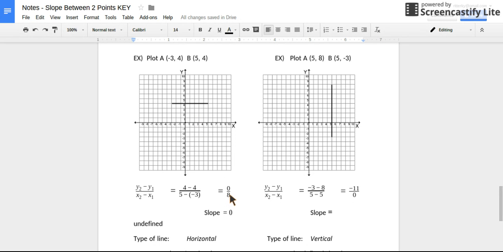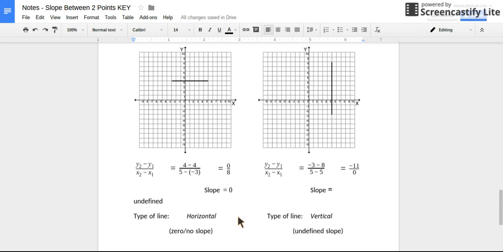It could run forever. It doesn't have to just run 8 units. That could be infinity. It wouldn't change anything. The slope of a horizontal line is always 0 because we're talking about the incline or the decline. It's not going up, it's not going down. So the slope is 0. The slope is measuring an incline or a decline. If it doesn't have that, then it has a 0 slope, and we're talking about a horizontal line.